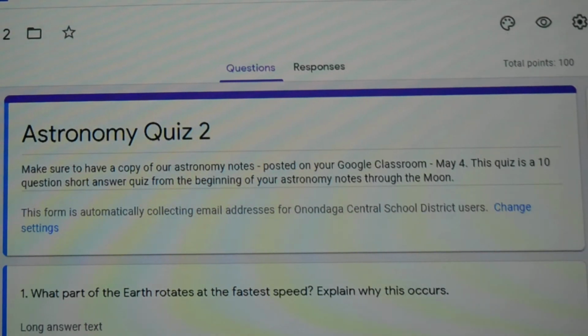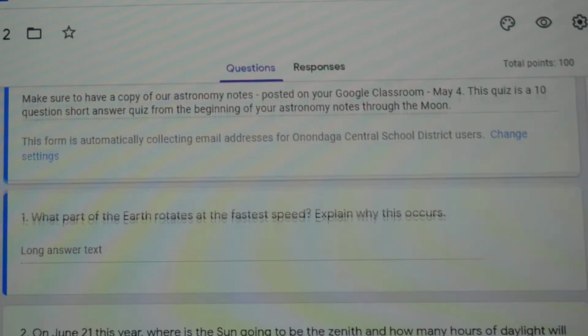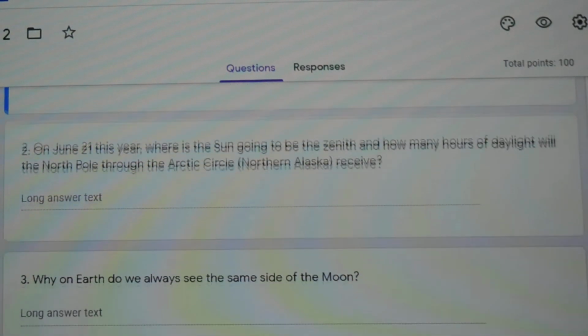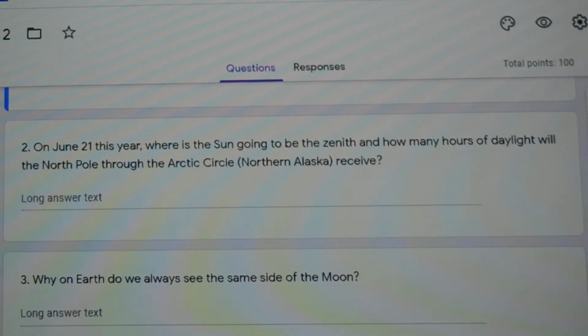Question number 2. On June 21st this year, where is the sun going to be the zenith? Remember, zenith is whatever is directly above you, 90 degrees above your head. And how many hours of daylight will the North Pole through the Arctic Circle, or northern Alaska, receive? So it's a two-part question.